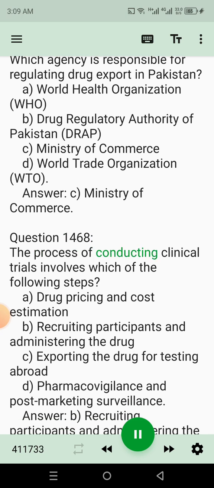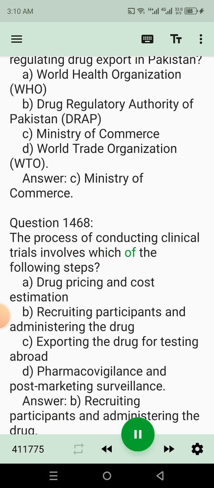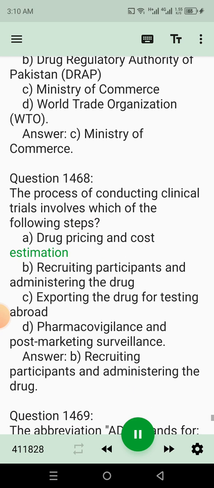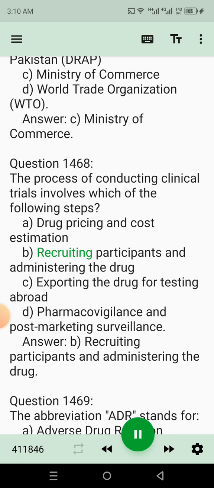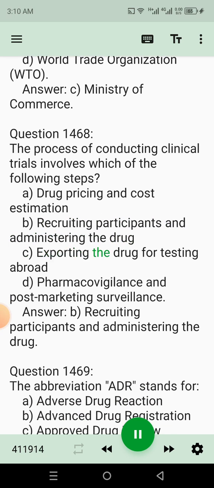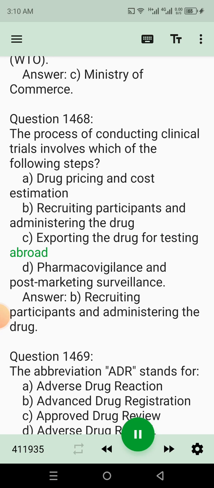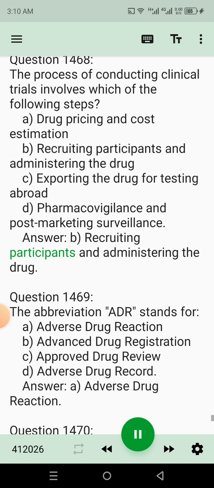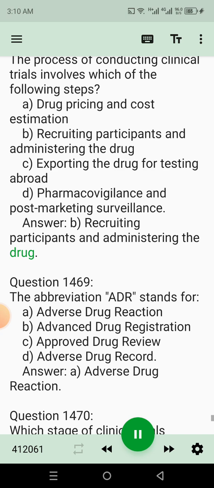Question 1468. The process of conducting clinical trials involves which of the following steps? A. Drug pricing and cost estimation. B. Recruiting participants and administering the drug. C. Exporting the drug for testing abroad. D. Pharmacovigilance and post-marketing surveillance. Answer. B. Recruiting participants and administering the drug.